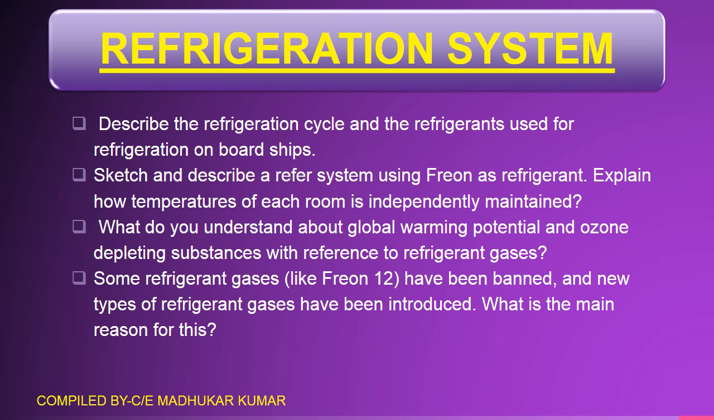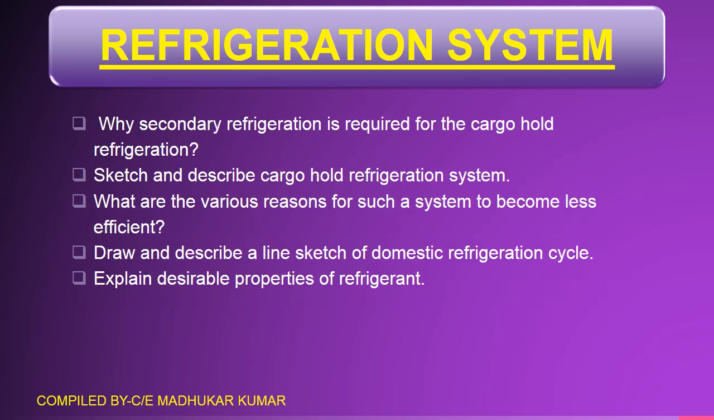Explain how temperatures of each room is independently maintained, like meat room, fish room, veg room, how the temperatures are being maintained. It is clearly given in the diagram with the help of your solenoid valves and the thermostatic expansion valves. What do you understand about global warming potential and ozone depleting substance with reference to a refrigerant gas? Some refrigerant gas like Freon 12 have been banned and new types of refrigerant gases has been introduced. What is the main reason?